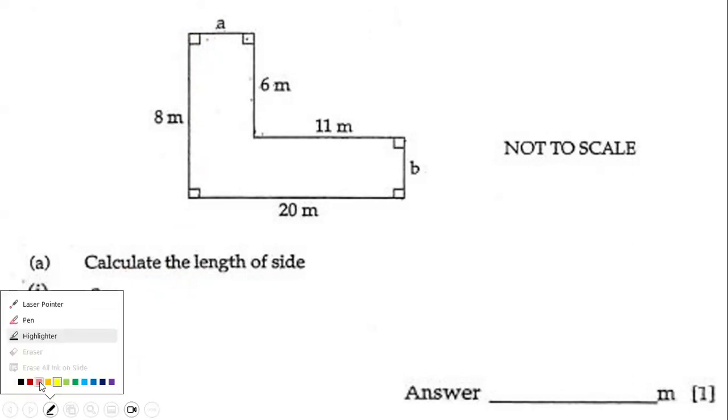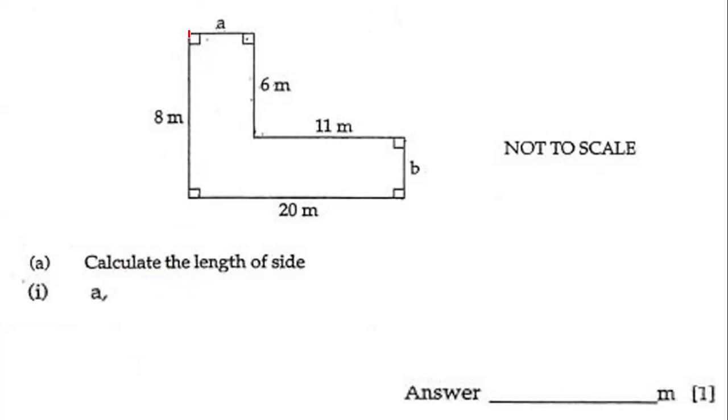Now notice that side A is this length right here, right? And this length corresponds with this particular length as well, right? And so this is side A, and side A corresponds with this particular red portion. Notice also that this entire length right here is 20 meters. Okay, so this entire length is 20 meters.